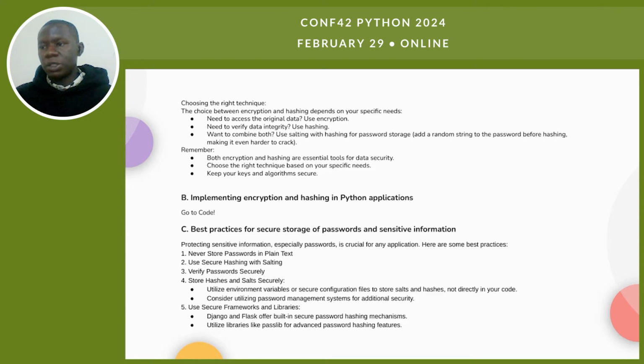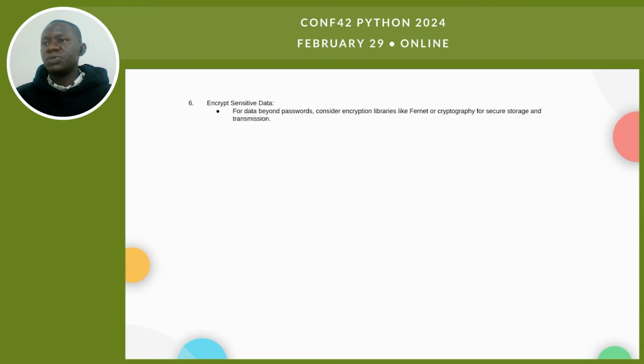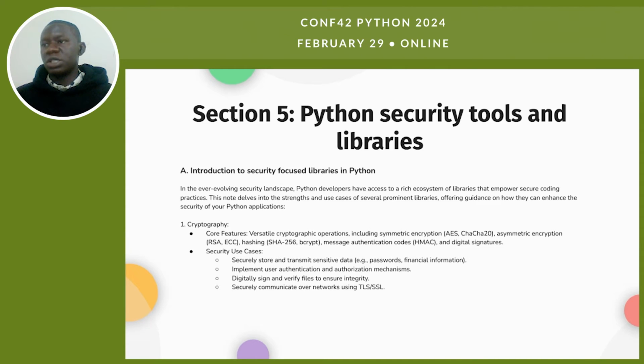Consider utilizing password management systems for additional security. There are other libraries you can leverage for that. Use secure frameworks and libraries. Django and Flask offer built-in password hashing mechanisms. Utilize libraries like Passlib for advanced password hashing features. Then the last one, encrypt sensitive data. For data beyond passwords, consider encryption libraries like Fernet or cryptography for secure storage and transmission.